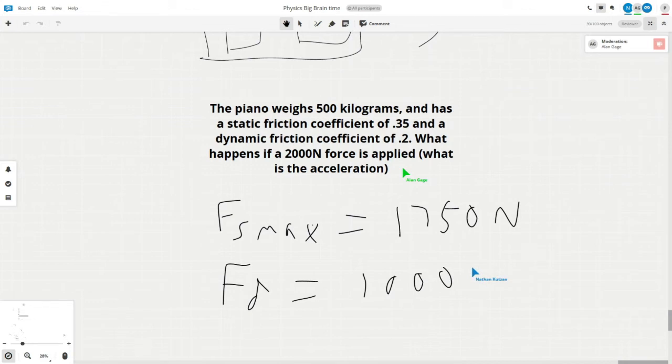And then in order to find acceleration, you just do F equals ma. We have a 1,000 Newton force. Divide by m, and you get acceleration, which would be 2 meters per second squared.